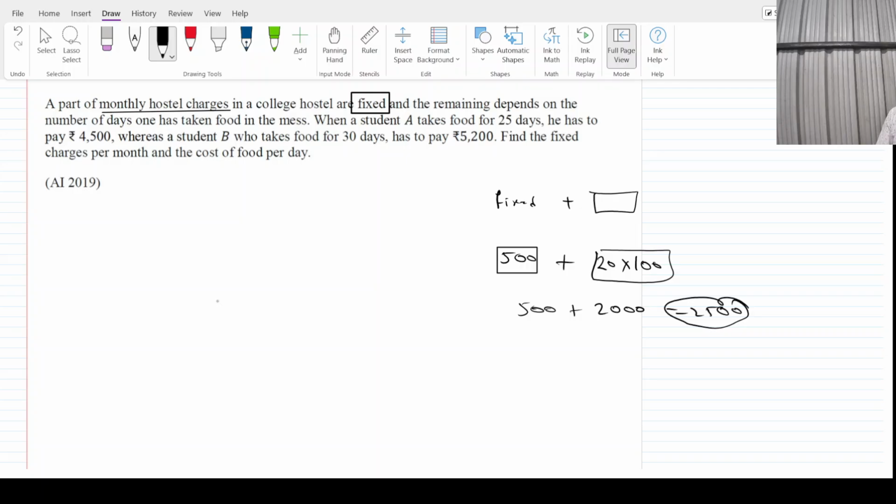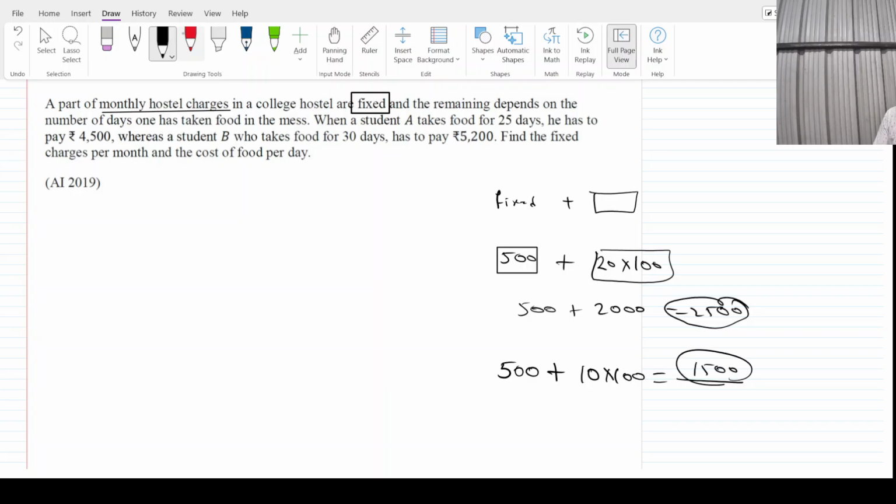Seeing this, Nilesh also came to this hostel. He stayed for 10 days. So 500 fixed for him, plus 100 per day. Only 10 days Nilesh is staying. So 10 into 100, so 1500.